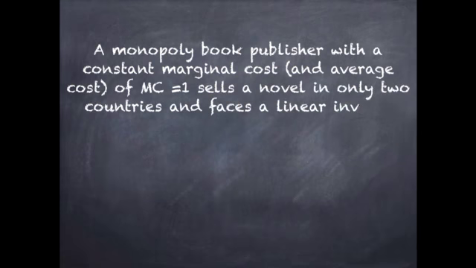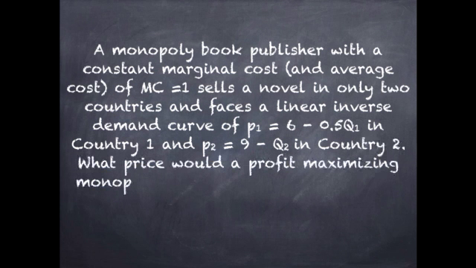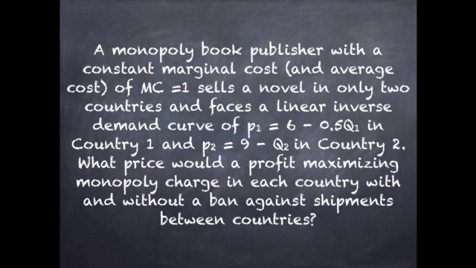A monopoly book publisher with a constant marginal cost and average cost of marginal cost equals 1 sells a novel in only 2 countries and faces a linear inverse demand curve of P1 equals 6 minus 0.5 Q1 in country 1 and P2 equals 9 minus Q2 in country 2. What price would a profit-maximizing monopoly charge in each country with and without a ban against shipments between countries?